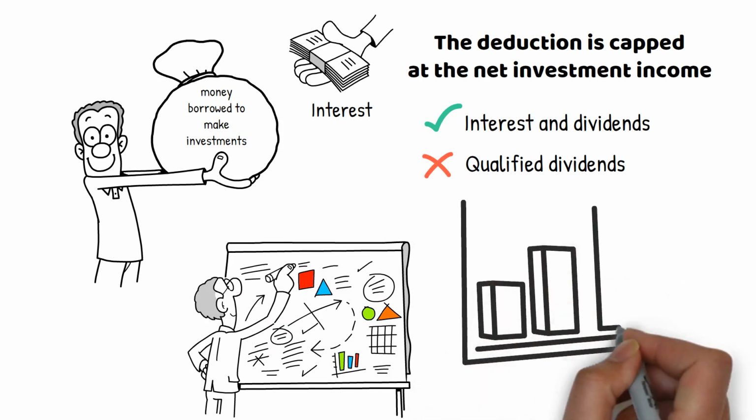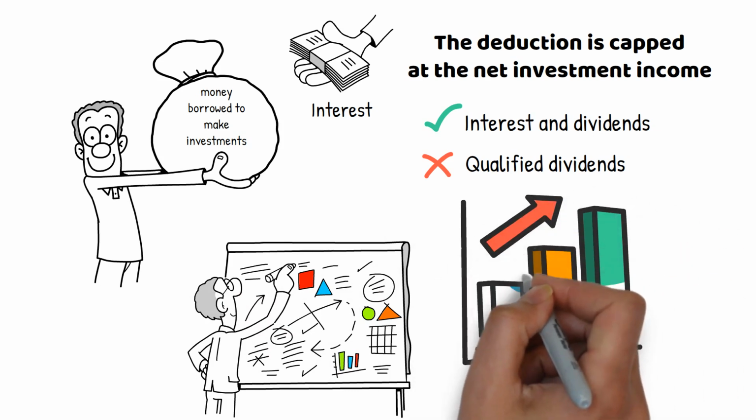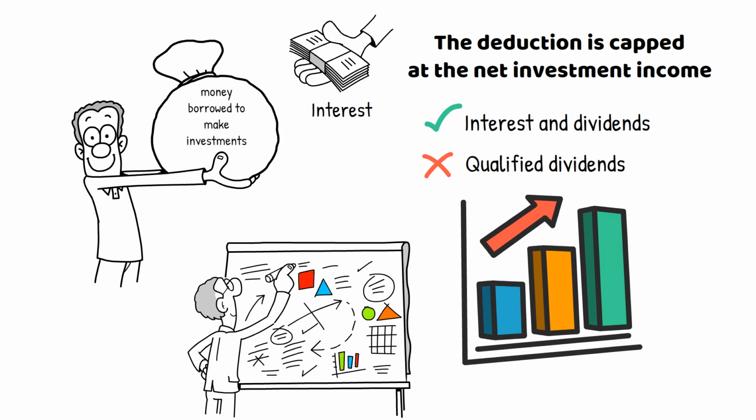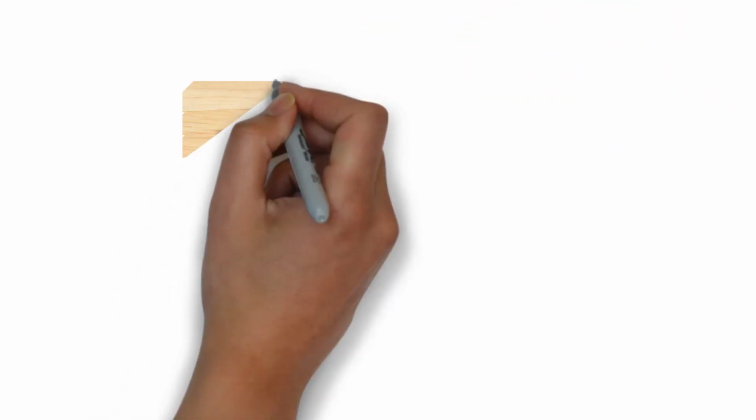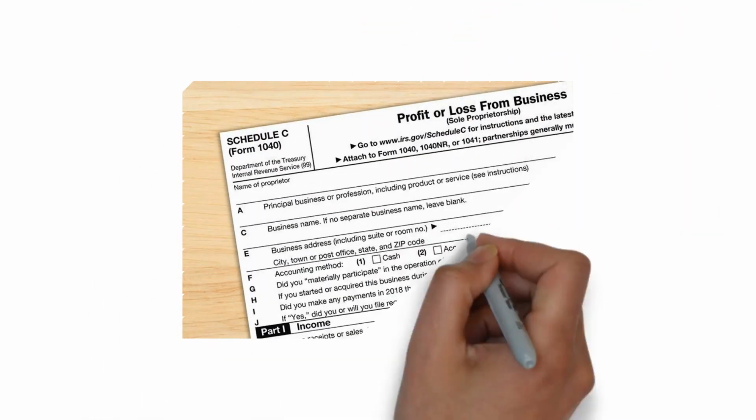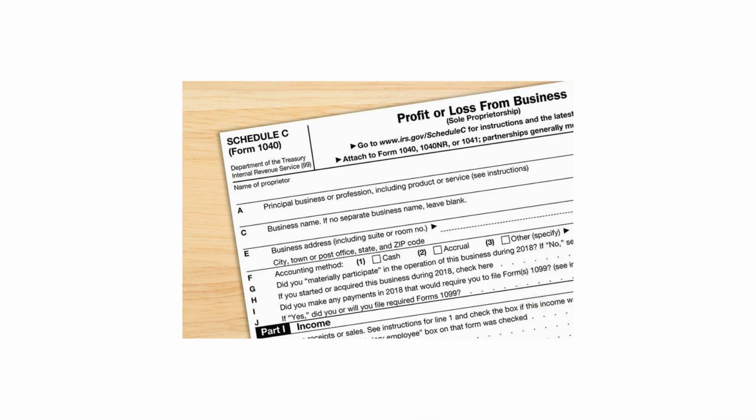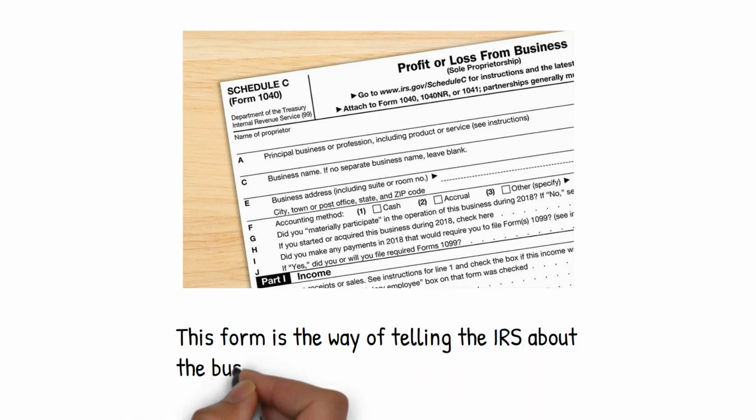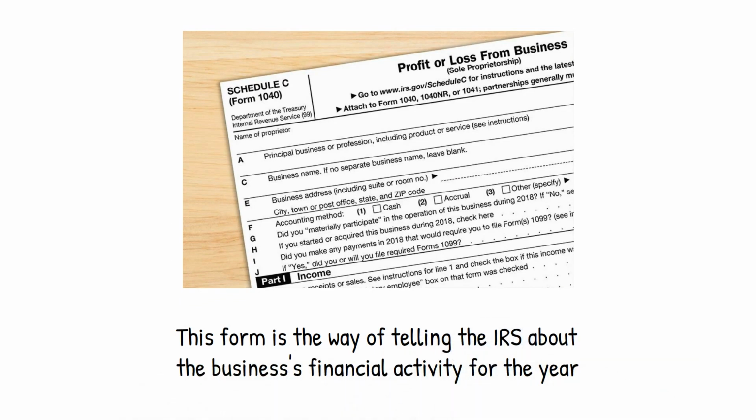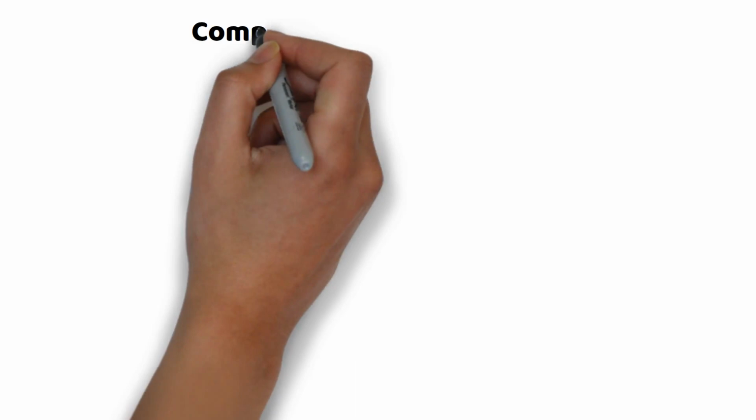For instance, savvy investors might hold onto assets longer to benefit from lower long-term capital gains rates or strategically time the sale of assets to optimize the netting of capital gains and losses. Now, let's turn to discussion of some other aspects of taxation relevant to business and investment income. People who own businesses report their business income and deductions on Schedule C of the Form 1040. This form is the way of telling the IRS about the business's financial activity for the year.